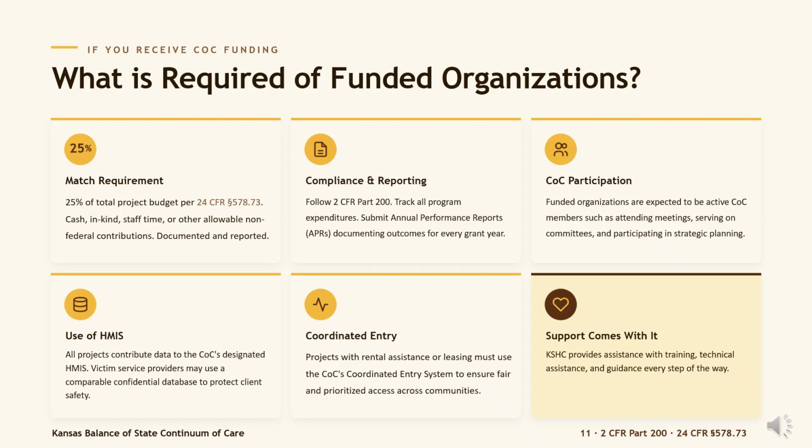Funded organizations are expected to be active COC members, attending meetings, serving on committees, participating in planning. They contribute data to the Homeless Management Information System, unless they're a victim service provider, in which case they use a comparable confidential database to protect client safety. And if a project includes rental assistance or leasing, it must use the COC's coordinated entry system so access stays equitable across all communities. These are real responsibilities, but applicants get support, training, and guidance every step of the way.